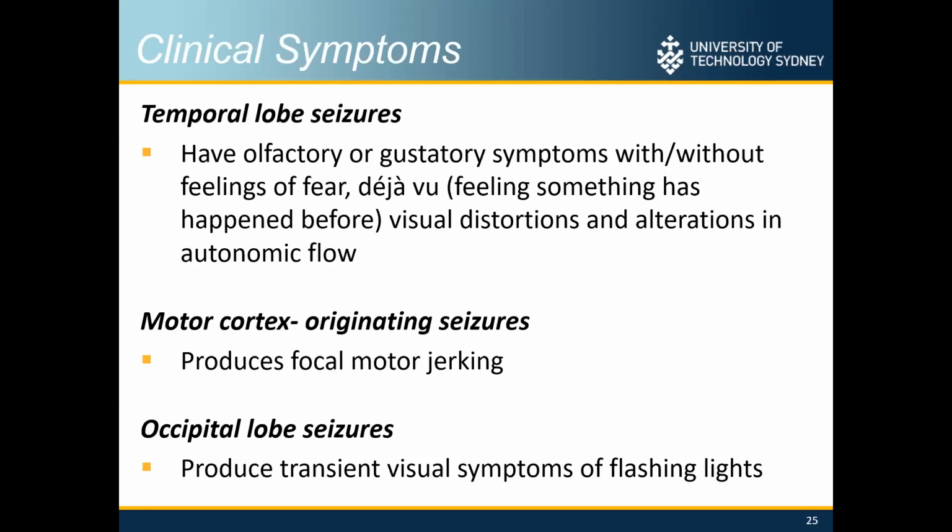In addition to that, when you have partial seizures originating in the motor cortex, which is part of your frontal lobe, this tends to lead to the onset of the myoclonic symptom, wherein you are producing focal motor jerking. And lastly, if we're talking about occipital lobe seizures, these are associated with the onset of visual symptoms, mostly defined by the perception of flashing lights.